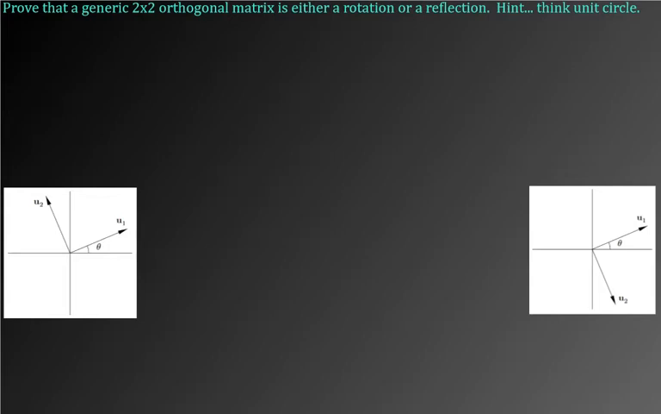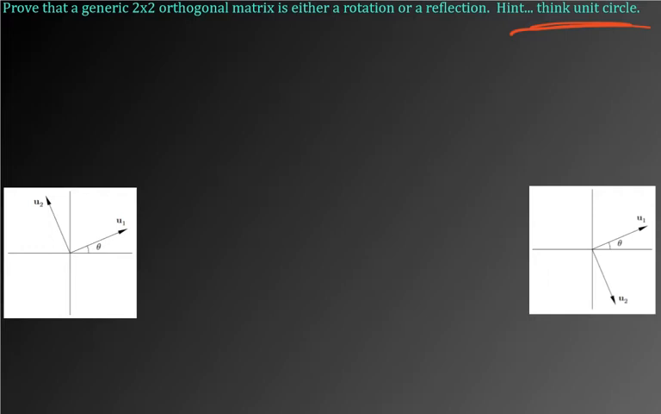So the plan for today is to just do a few review problems related to orthogonal matrix stuff. I just want to start off, and I think I said this at one point in another video, but we never really proved it: I want to give an argument for why a generic 2x2 orthogonal matrix is going to either be a rotation or a reflection. And it definitely has everything to do with a unit circle.